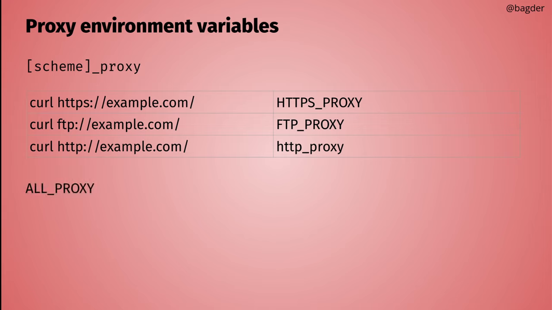If none of them exists, there's also a fallback to check. Maybe there's an all_proxy set, and then it can use that. And it also checks no_proxy. Even if one of the above matched, if no_proxy contains a list of exceptions, we should not use a proxy for these host name patterns.